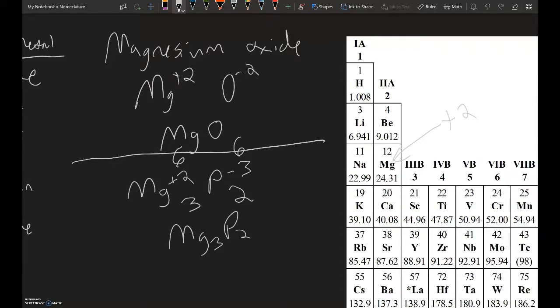Now the next question is, what would be the name of this compound? Because we didn't name it. We just started with the elements. Well, Mg is your metal, so that would be magnesium, and P is phosphorus, but we don't want to end with phosphorus. We need to use IDE, so it would be phosphide.